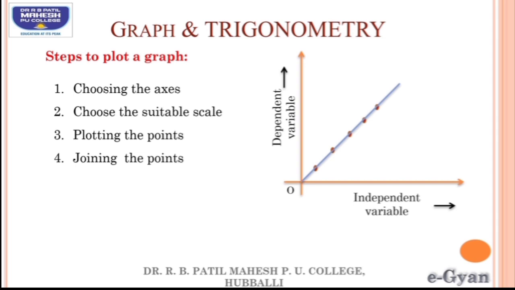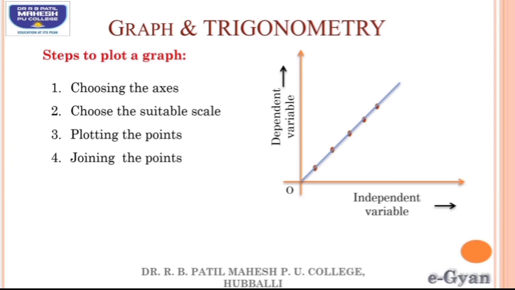Okay, when you join all the points, we get a solid line and that line is passing through the origin. That means here both are directly proportional to each other. Hence, we are getting a linearly increasing straight line.